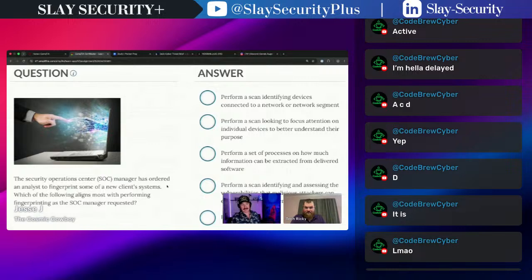A, performing a scan identifying devices connected to a network segment. B, performing a scan to focus attention on individual devices to better understand their purpose. C, to perform a set of processes on how much information can be extracted from delivered software. Or D, perform a scan identifying and assessing the vulnerabilities that malicious attackers can exploit on the systems.